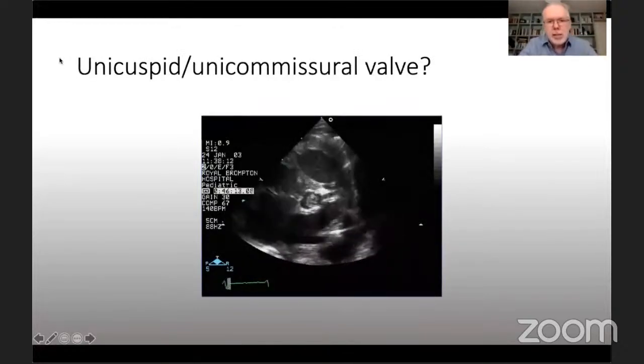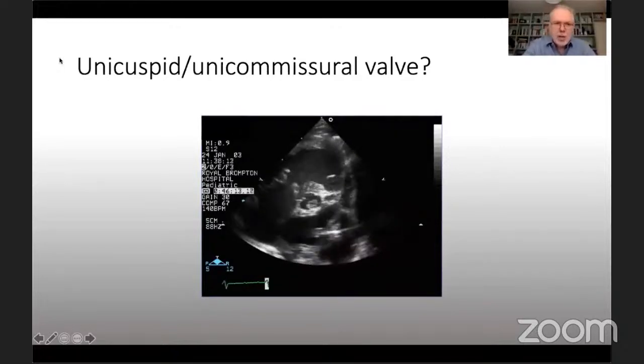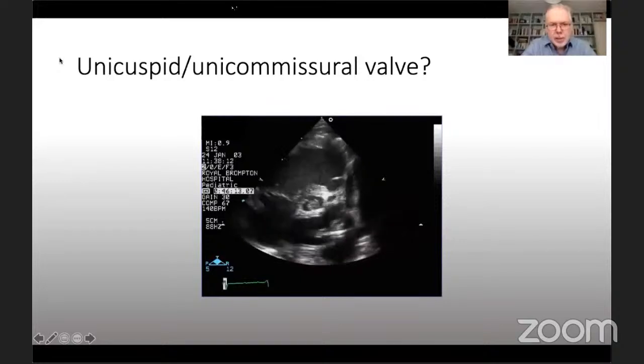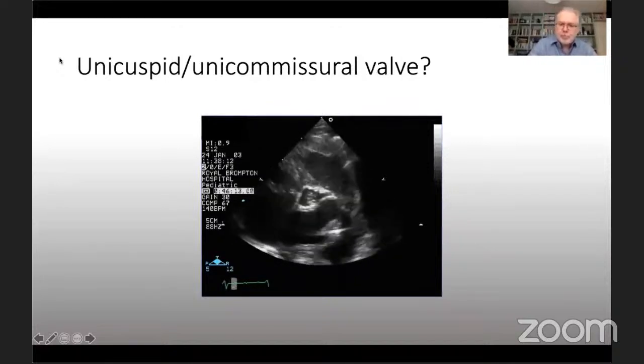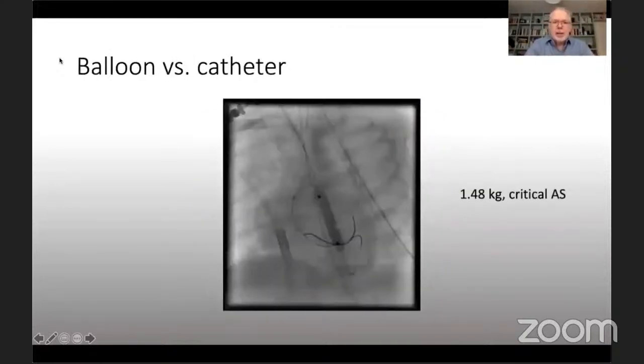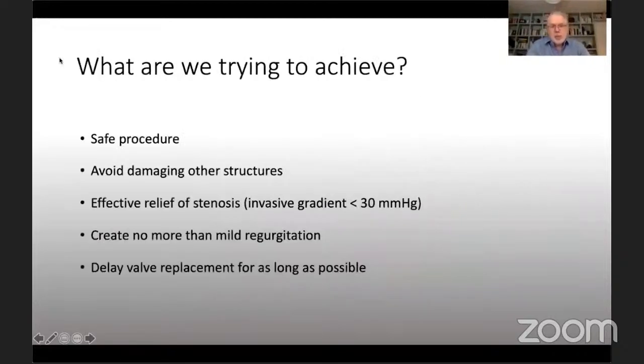And thirdly, here's an example again in a neonate of a unicuspid unicommissural valve. And there is an orifice between the left and non-coronary cusps, but otherwise there must be 2 fused raphes in the other 2 zones of apposition. So what's best? Well, balloon versus catheter. This example here is one where clearly balloon is the only option. This baby weighed 1.48 kilograms. He was very sick, and we performed balloon dilation of the valve through a cut down on the carotid with a good result. But does this apply to all children?